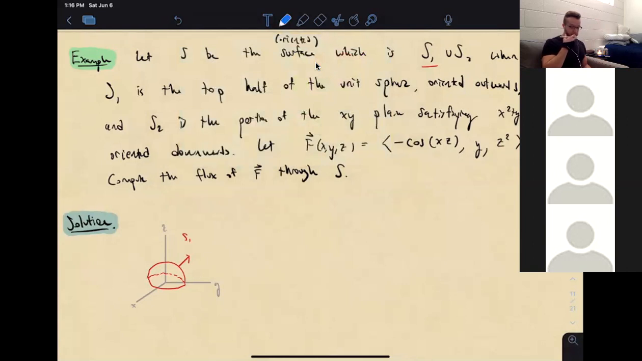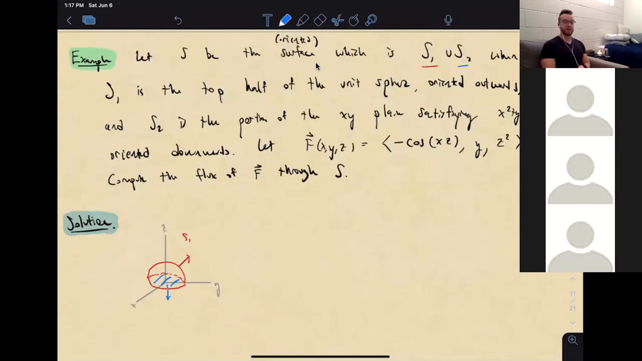And then what is S2? So S2 is going to be the portion of the xy plane satisfying x squared plus y squared is less than or equal to 1. Well, x squared plus y squared equals 1 in the xy plane is going to be exactly the boundary of that S1 thing. So I think all this is telling me is that S2 is the base, sitting underneath the hemisphere. And it's oriented downwards, so I'll draw that like that, maybe.